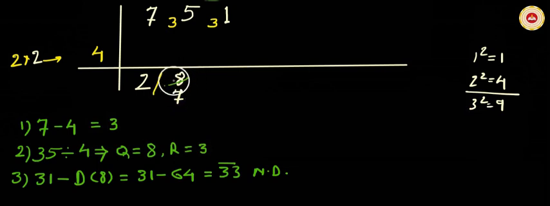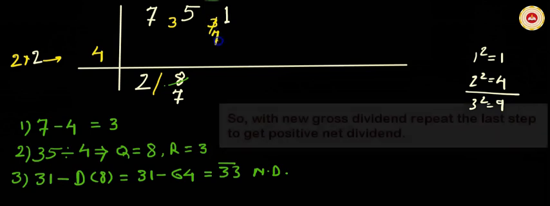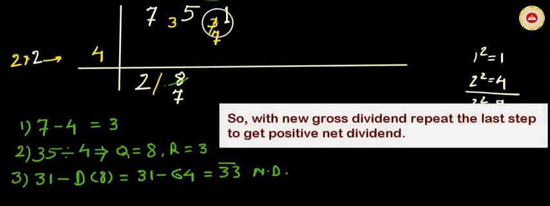Let us reduce previous quotient by 1 and write 7 here. If you reduce quotient by 1, then obviously remainder will increase by the value of divisor. So write 3 plus 4, that is 7. Now read this as 71. This is our new gross dividend.